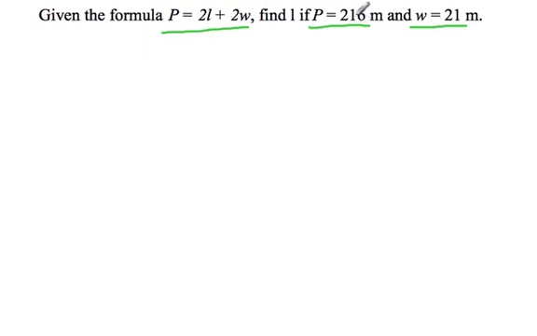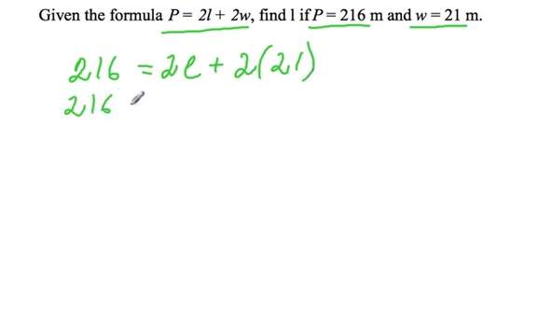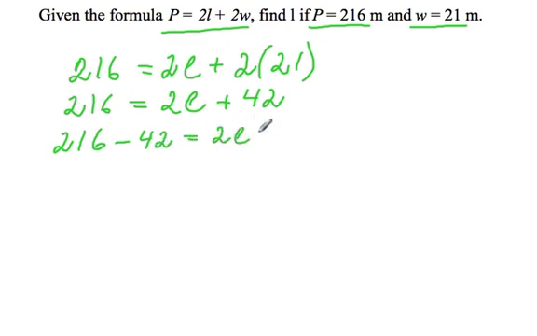Here I'm going to substitute the known values first. So perimeter is 216. Then we have 2 length plus 2 width, but we know that width is 21, so we're going to substitute that value. 216 equals 2 length plus 42. Now 42 is added to 2 length, so we will subtract it on both sides. 216 minus 42 equals 2 length plus 42 minus 42.